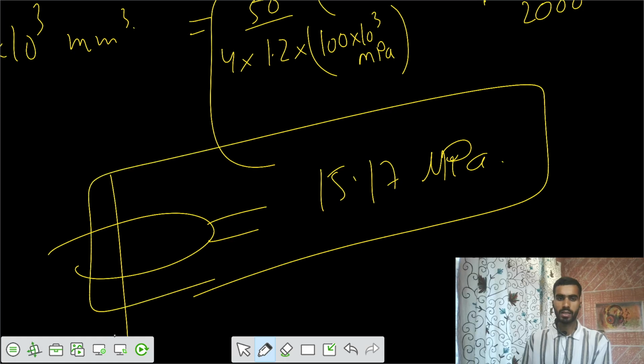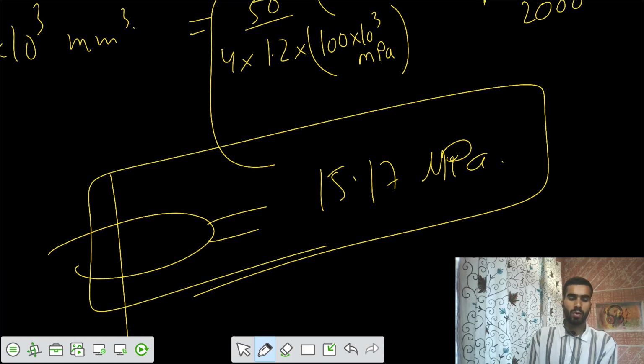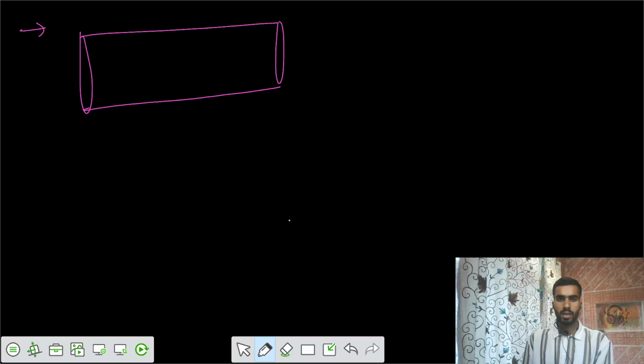So this pressure has developed because of that extra volume of water added. Let's take the final problem of these thin pressure vessels. We have a cylindrical vessel, and the ends are closed.